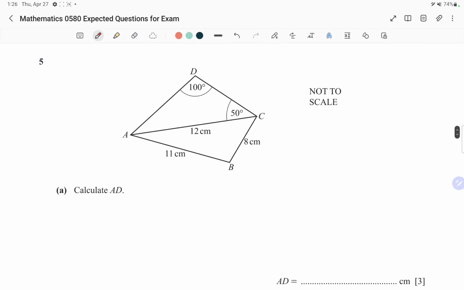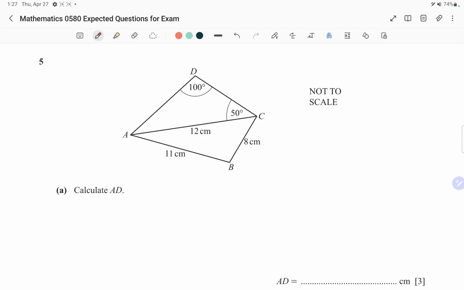Now come to the next question. That is question number 5. That says calculate AD for this. It looks like a kite, but it is not actually a kite. It's different. You know, in a kite, these two adjacent sides are the same. Kite is also in the syllabus, guys.